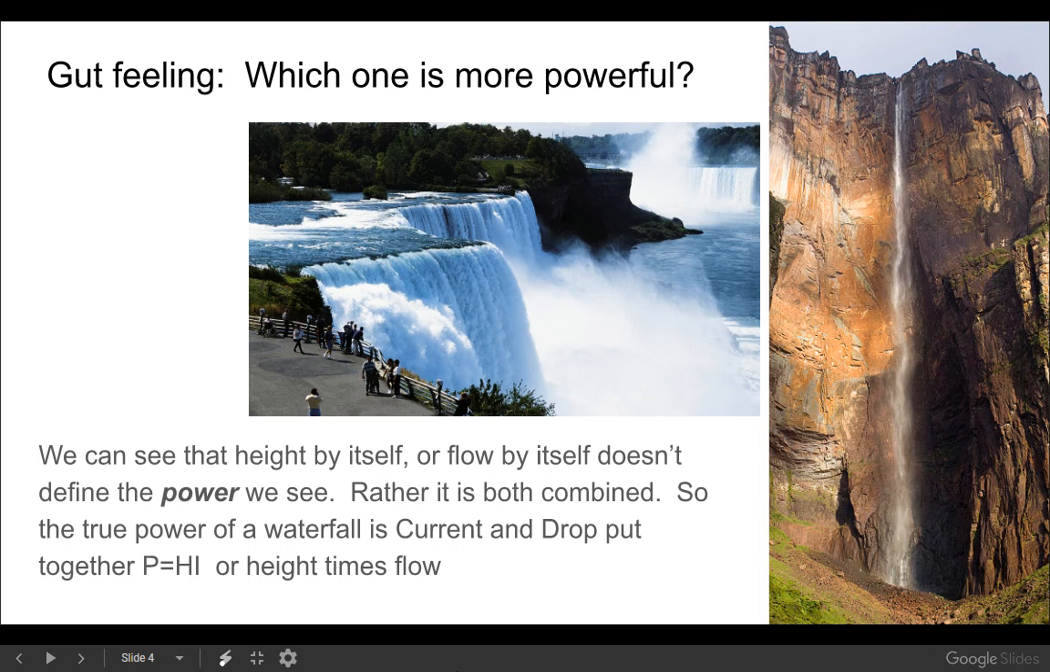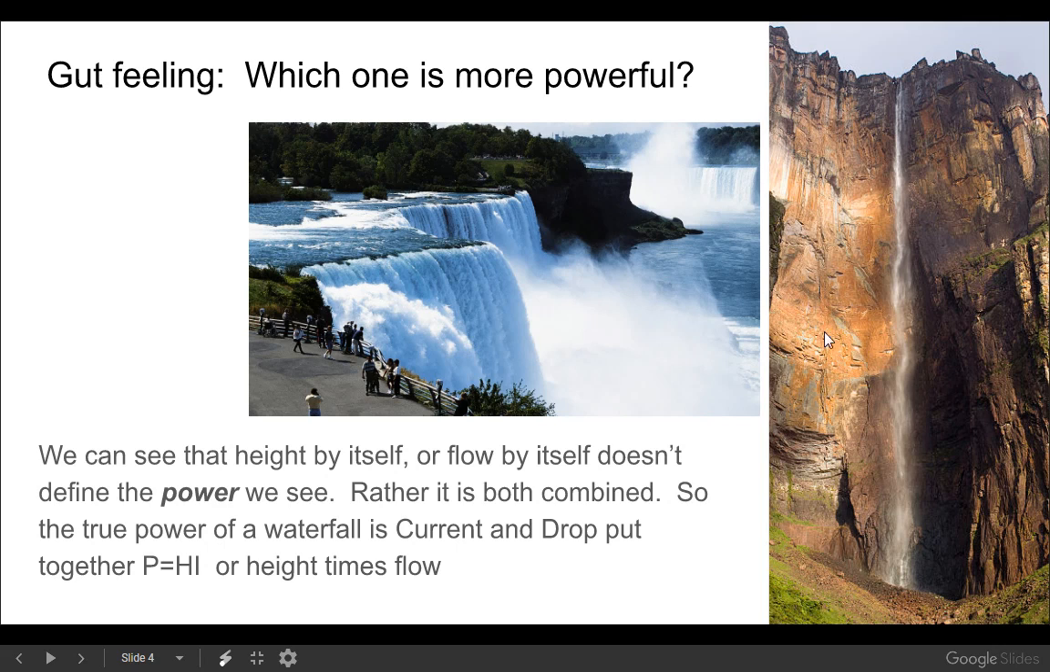Gut feeling. Which one of these is more powerful? Niagara Falls or Angel Falls? Now as a kid, the Guinness Book of World Records said this was the biggest waterfall going, and I was like, but look. This, if you stuck your head under it, it's going to sting. But this would be like trying to get a drink from a fire hose. You're going to be swept away.